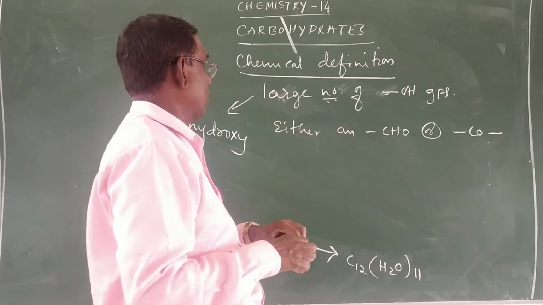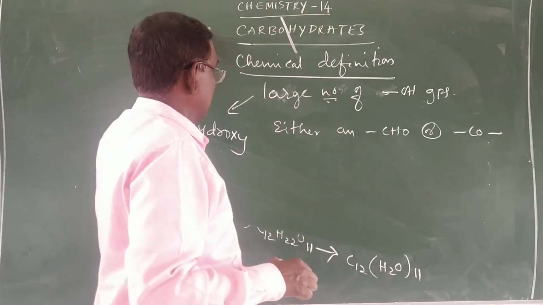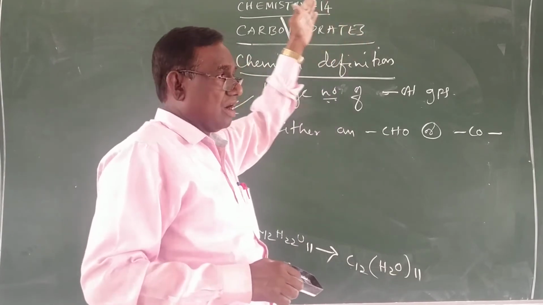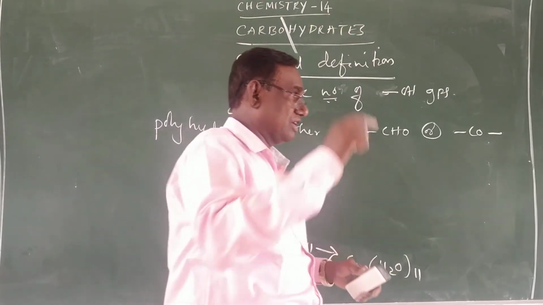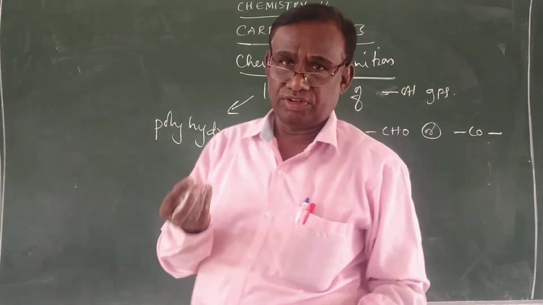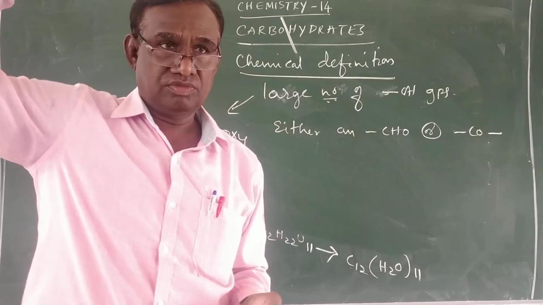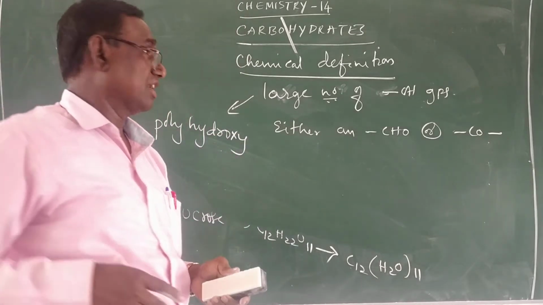So that means we have 4 points for carbohydrates. Generally, carbohydrates contain carbon, hydrogen, oxygen as elements. That is the first point. So carbohydrates are a large class of organic compounds. A large class of what? Organic compounds.